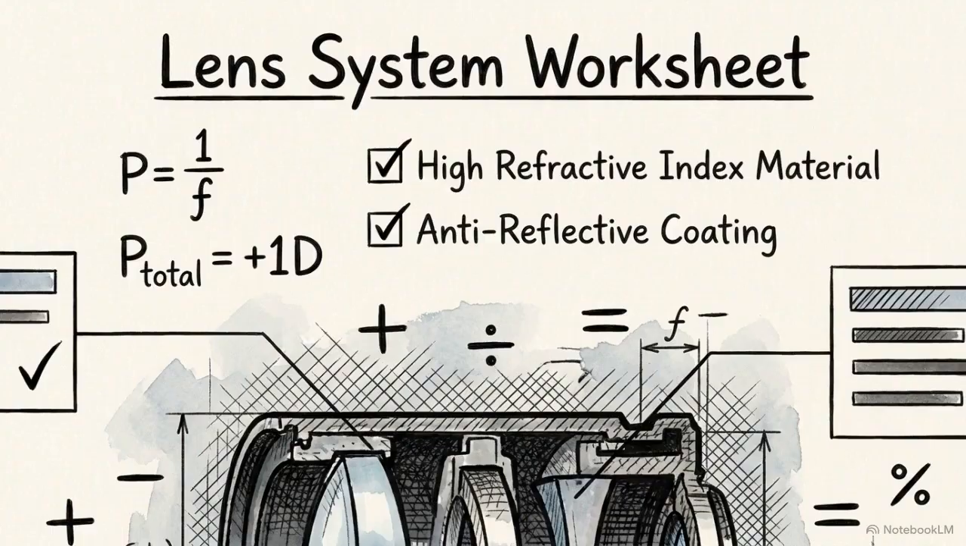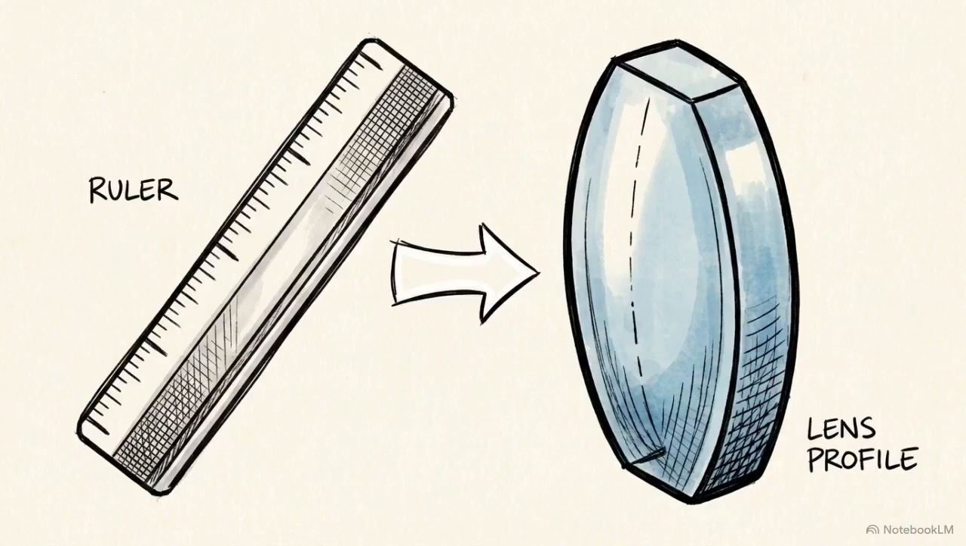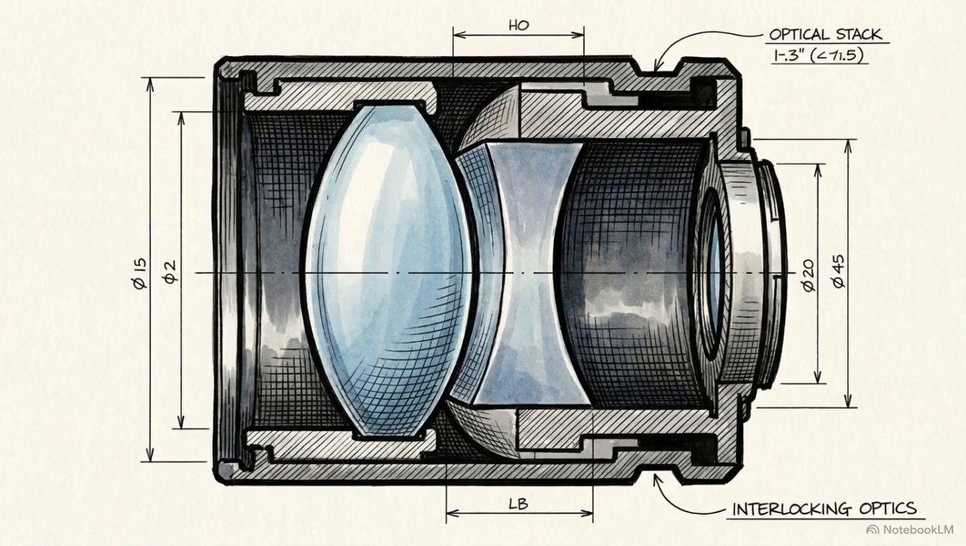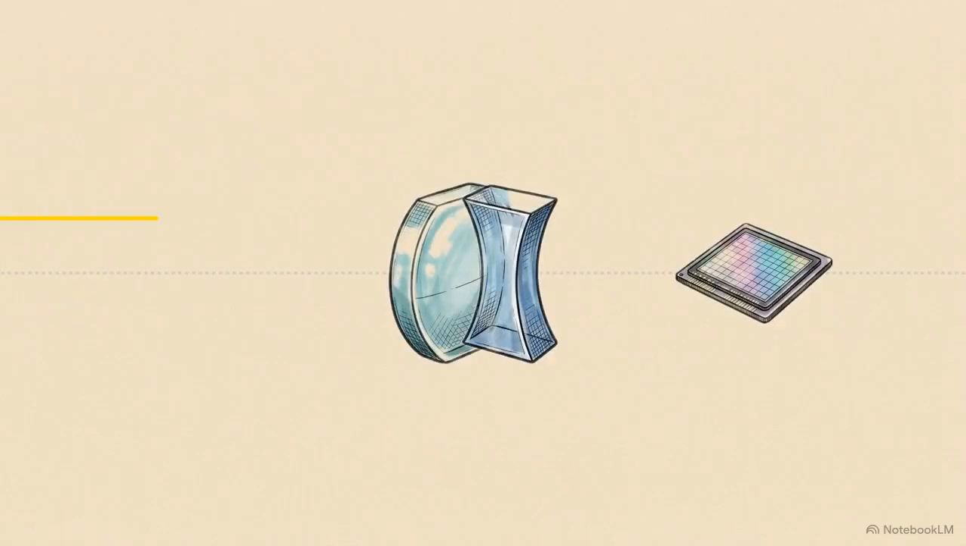You have now drafted a complete lens system worksheet, from the basic power formula to final material selection. We identified lens shapes, converted focal lengths into diopters, and stacked opposing powers to achieve a clean focus on the sensor. Try this on your own.